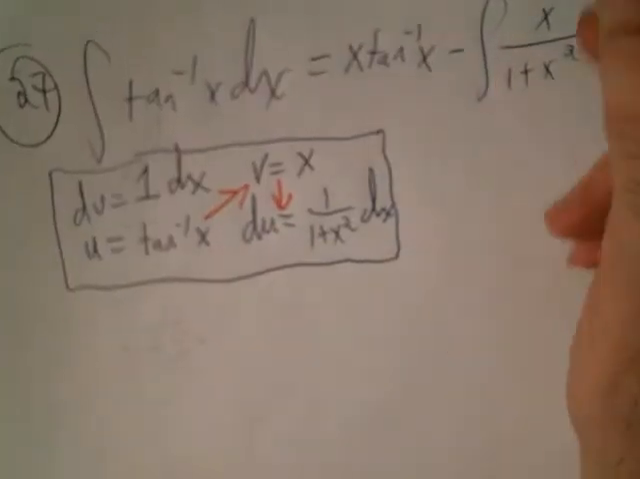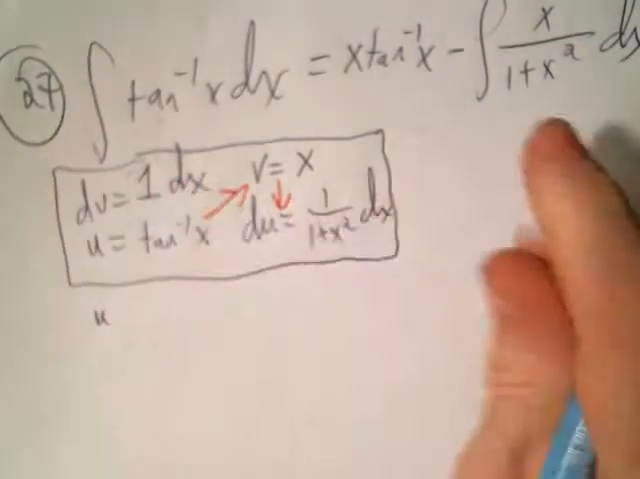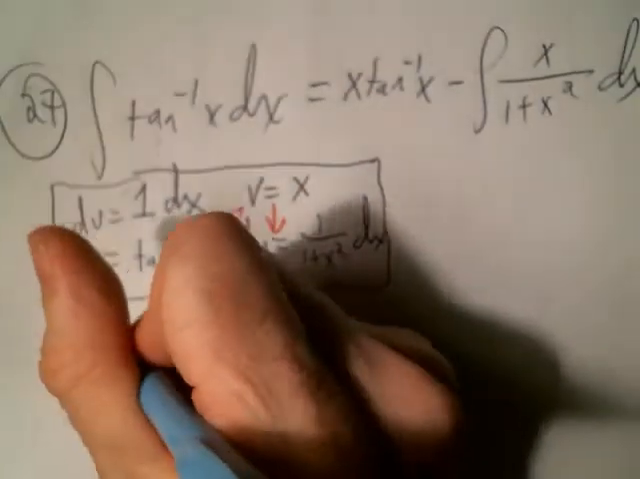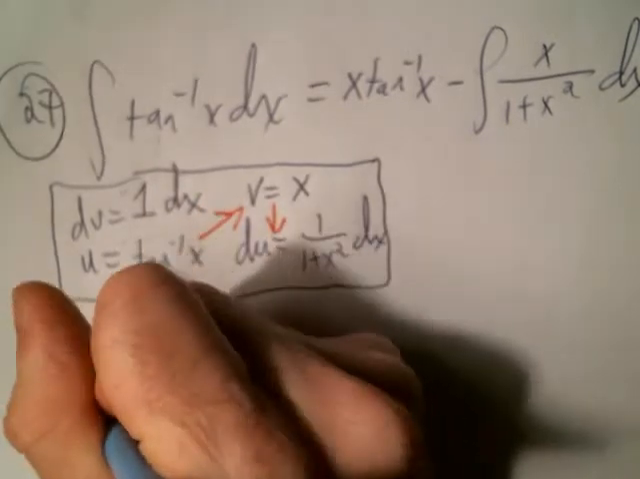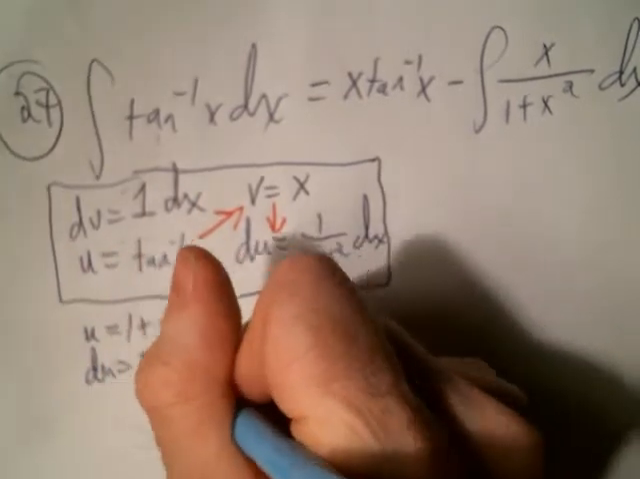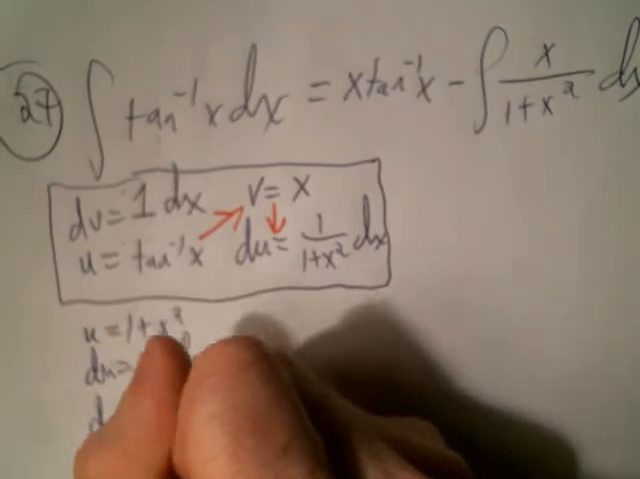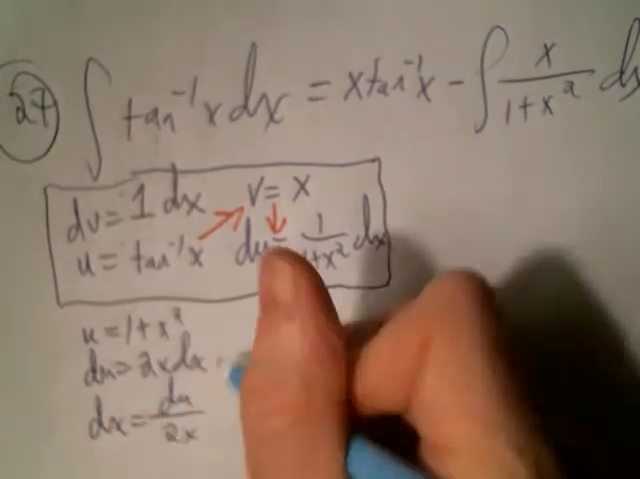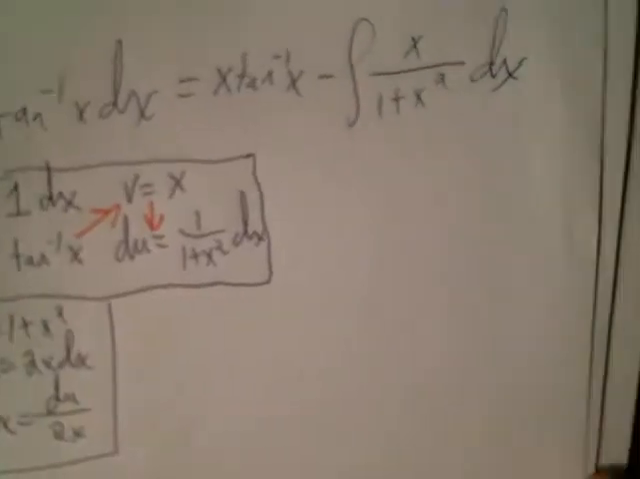Okay, so anyways, I do a u-sub to evaluate this integral. I'm going to need u to be 1 plus x squared. du is 2x dx, so therefore dx is du over 2x. Okay, so here I go.